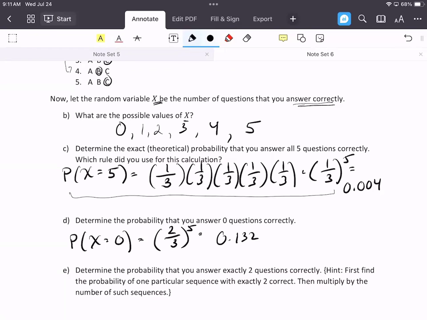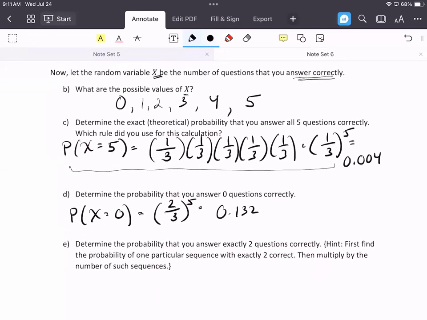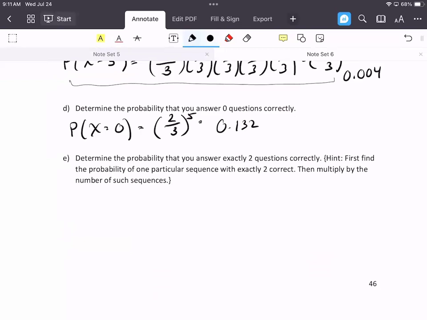Now, part E gets a little more challenging. Determine the probability that you answer exactly 2 questions correctly. So in this case, P of X equals 2. Now, here's a hint for us to do on this first one. We need to find the probability of one particular sequence with exactly 2 correct, then multiply by the number of such sequences. So please make sure you leave a space here as we do this. I'm going to leave a space right here.